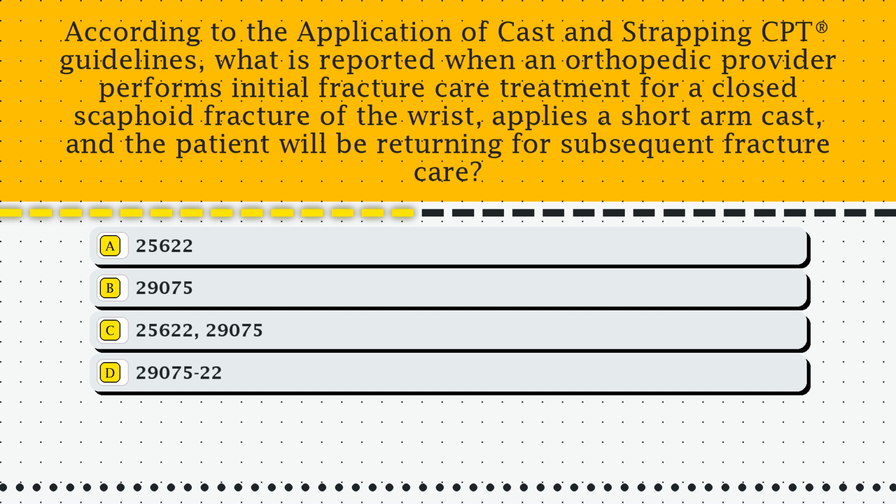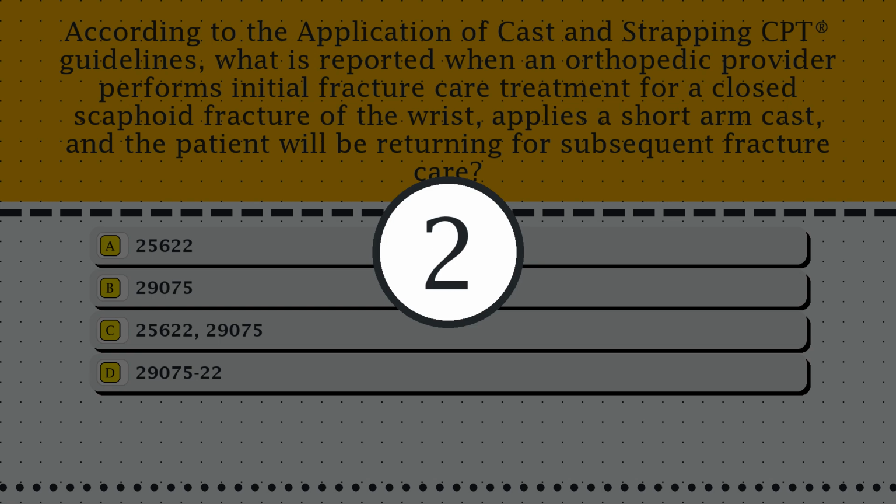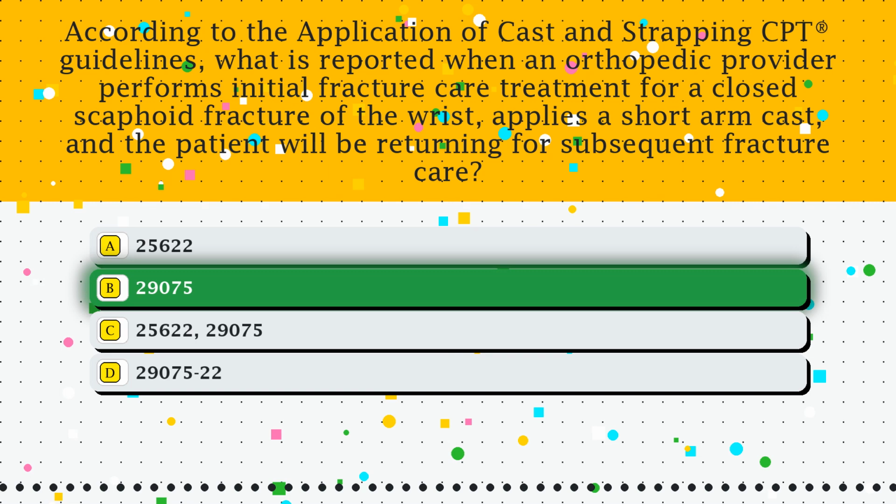Option A, 25622. Option B, 29075. Option C, 25622, 29075. Option D, 29075 to 22. The correct answer is option B, 29075.